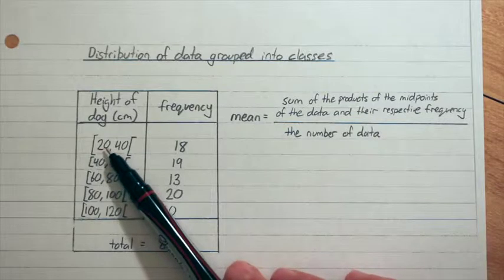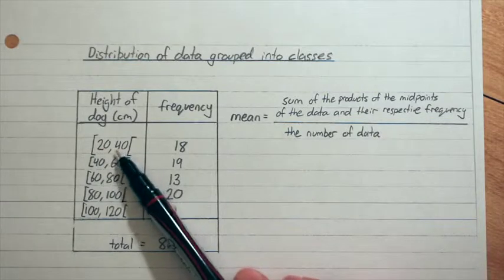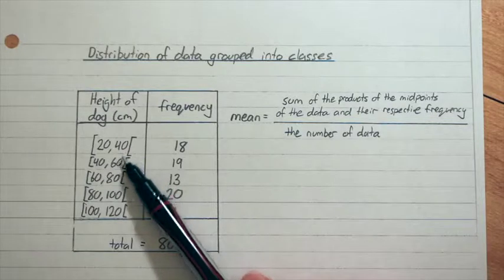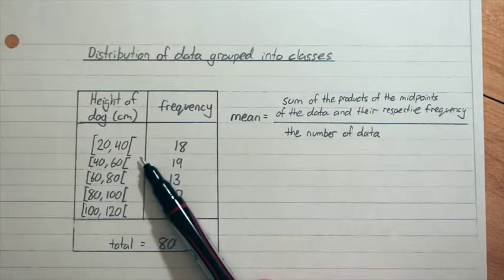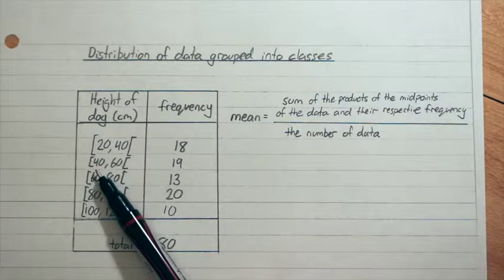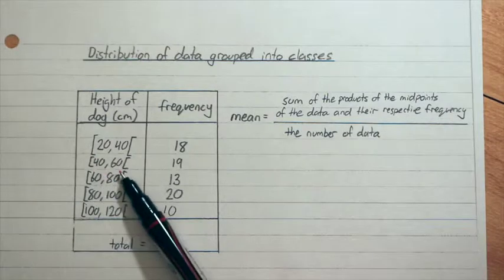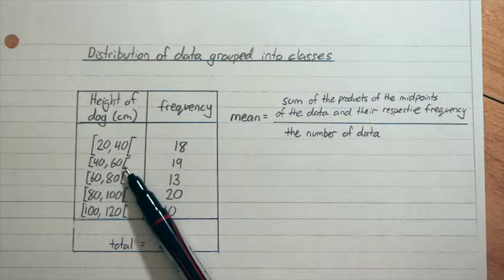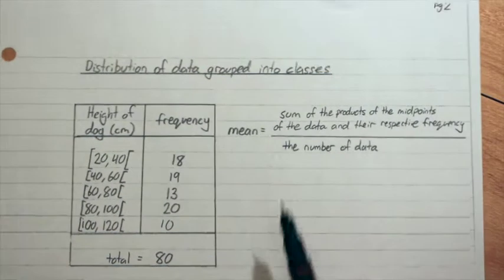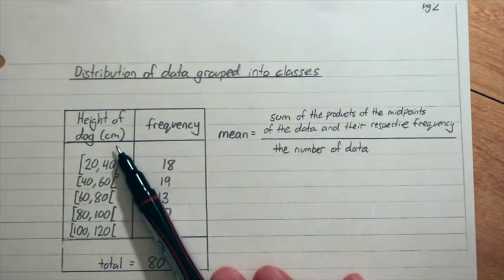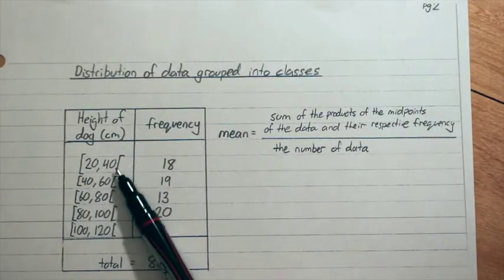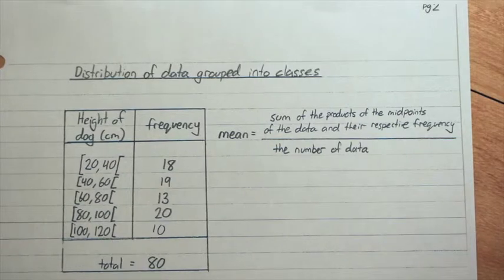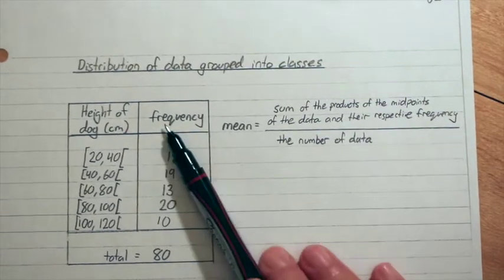So this is any value between 20 and 40, but not including 20. So it goes all the way up to 39.9999999 and so on. But 40 is included in the next interval, all the way up to 60 not included. So actually this goes up to 59.9999999 and so on. So in this example, we have the height of a dog, and these are in centimeters, so we get some very tall dogs towards the end.